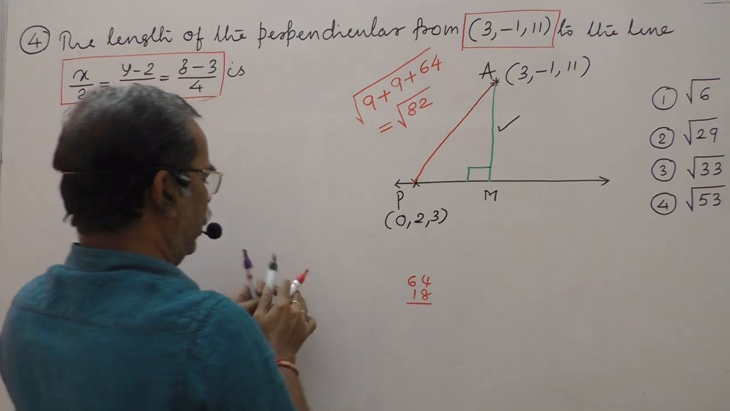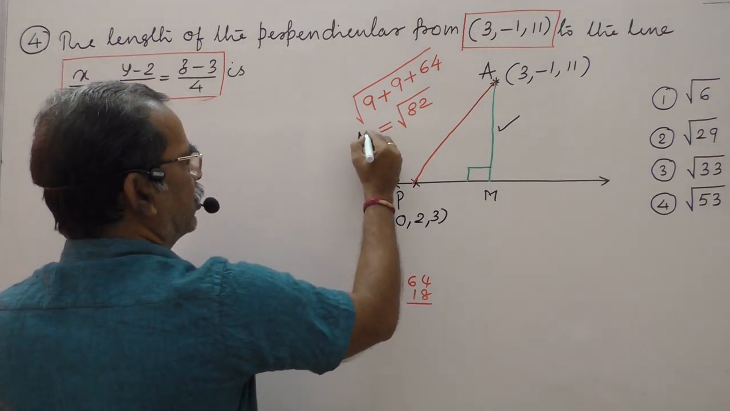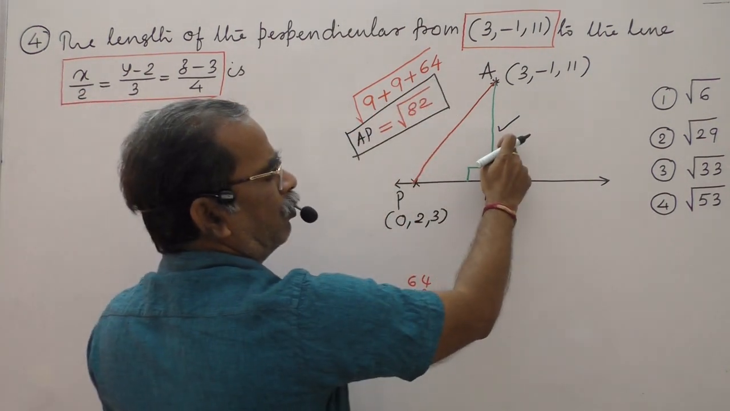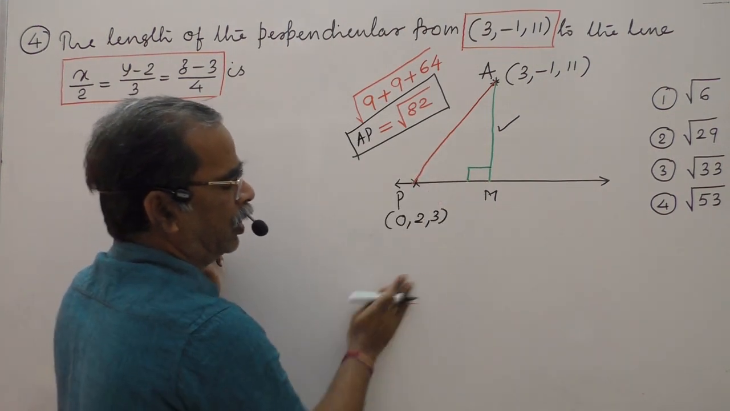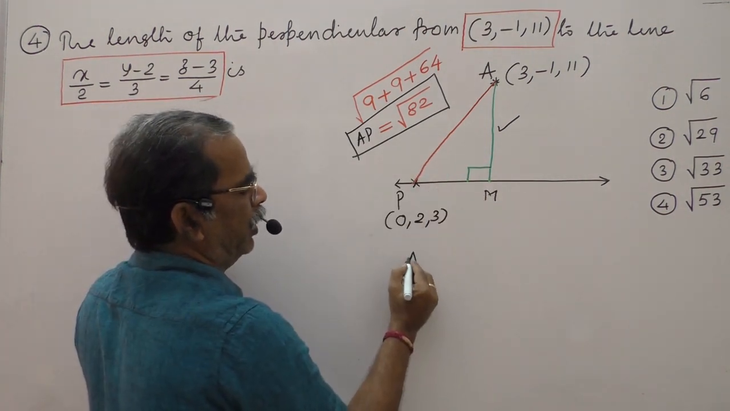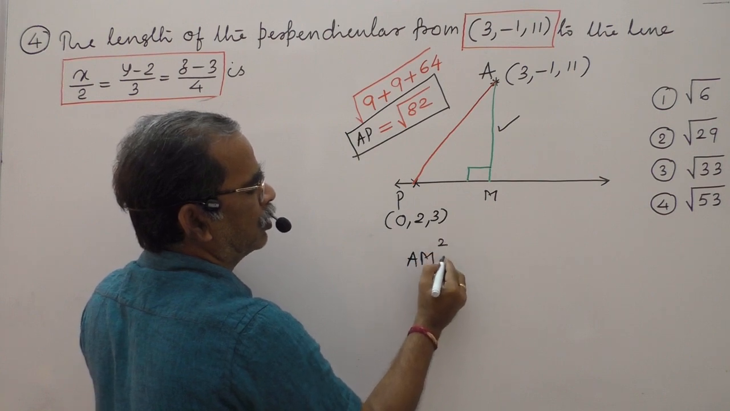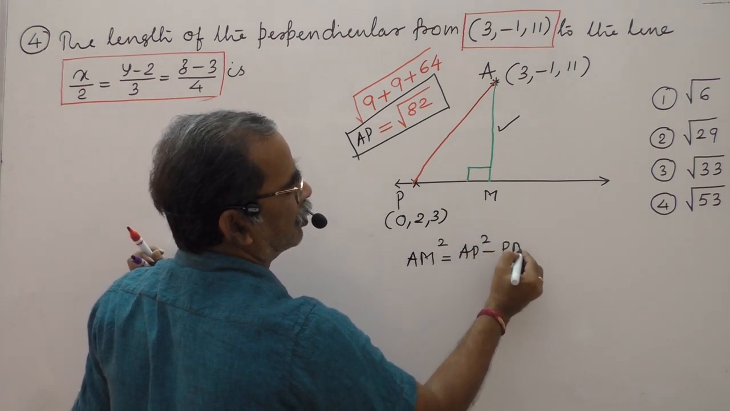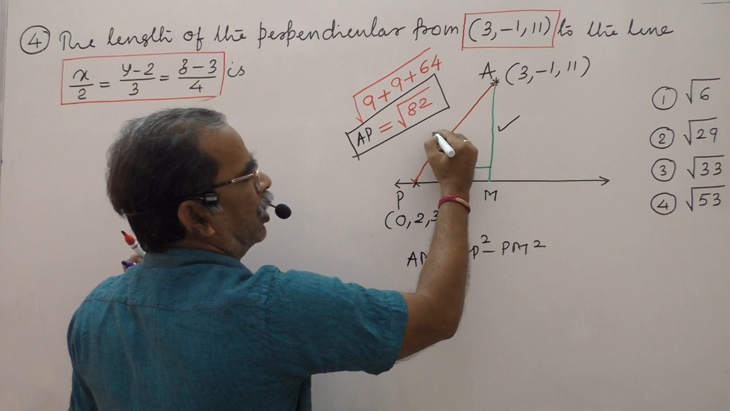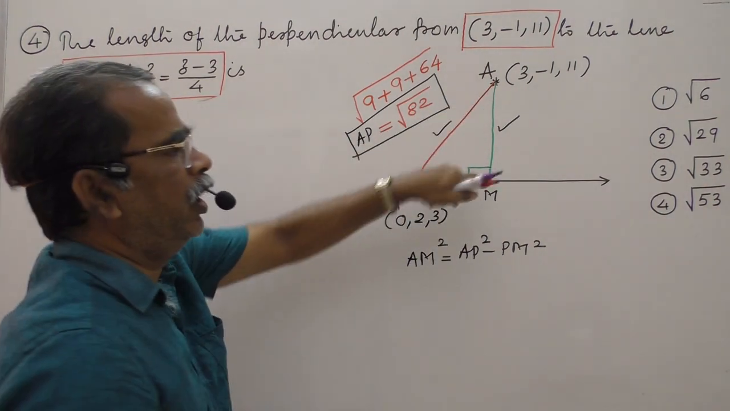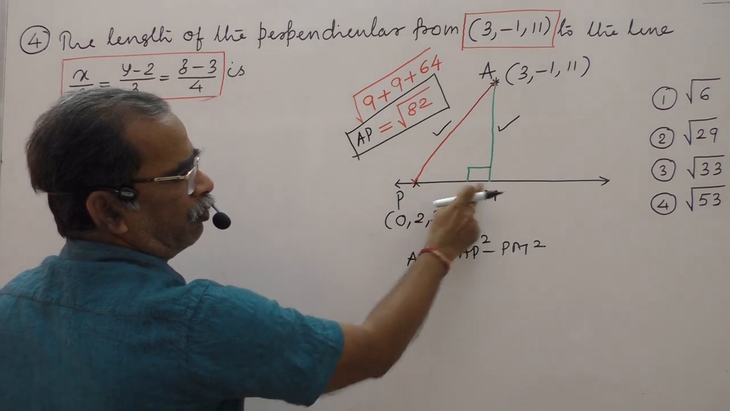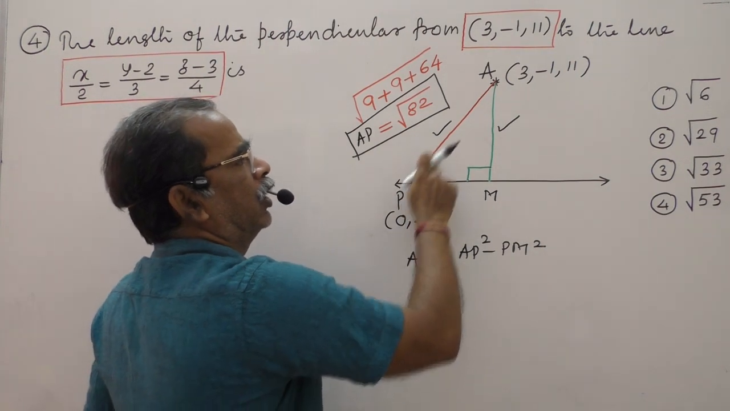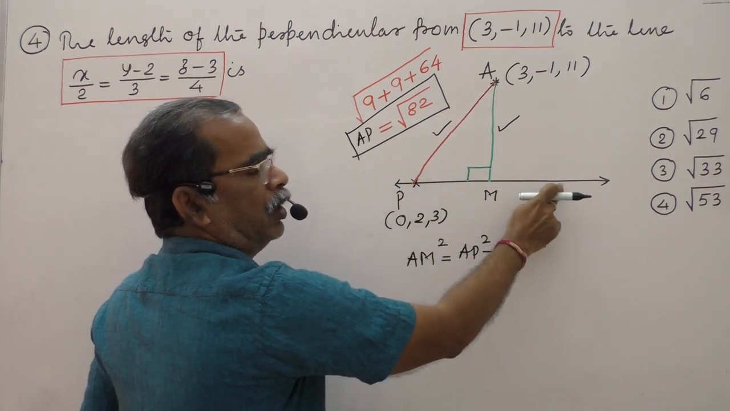What is this in the figure? In the figure, this is AP distance. AP distance is root 82. We have to find AM, no? This is a right angle triangle. How to find AM distance? Using Pythagoras theorem. AM square can be AP square minus PM square. So AP is already found. We need AM. Now it is enough if you find PM. What is PM? Very simple. PM is length of the projection of AP on this line.